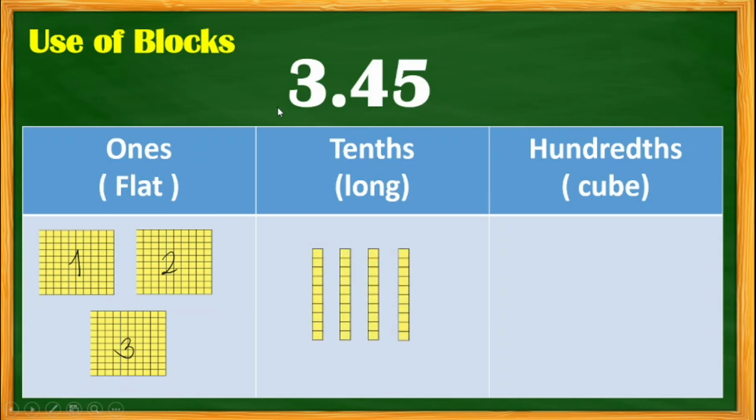And then we have tenths. So we have longs. So the tenths value is 4. So we have 4 longs: 1, 2, 3, 4. And then we have 5 cubes because the hundredths place is 5. So we have 5 cubes: 1, 2, 3, 4, 5.